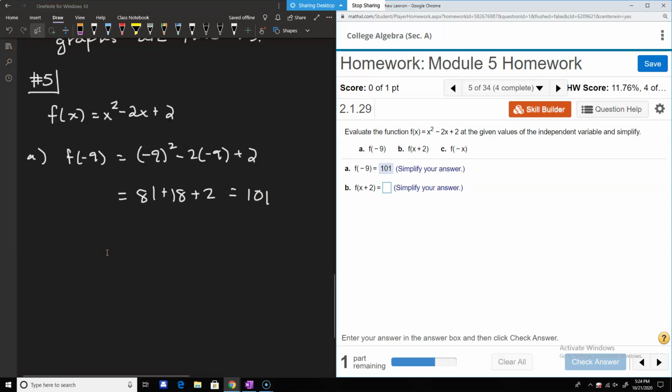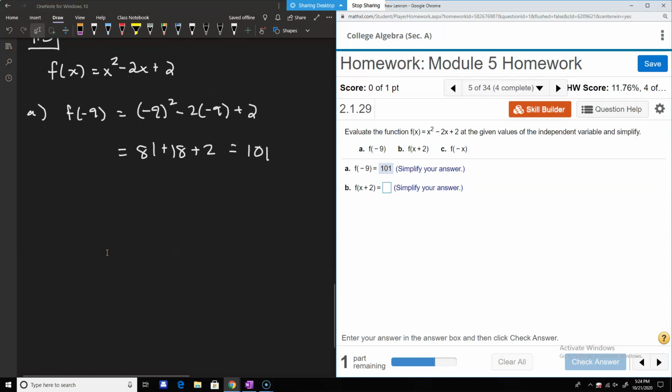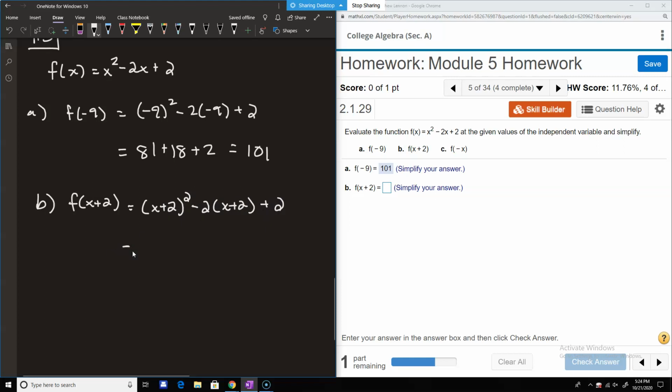And then we have x plus 2. Again, this has more than one term. So everywhere we see an x in the original formula, now it's going to become an x plus 2. And you need parentheses around it for the same reason. So f of x plus 2, excuse me. We get x plus 2 quantity squared minus 2 times x plus 2 plus 2. So remember, x plus 2 quantity squared, you have to FOIL it.